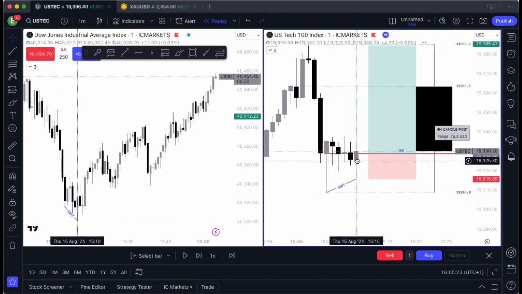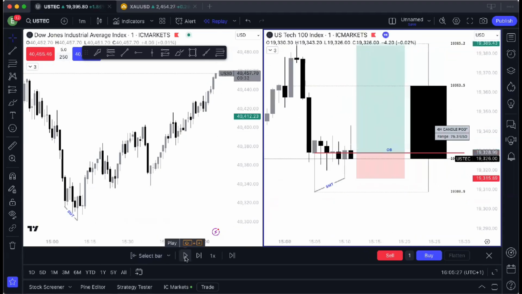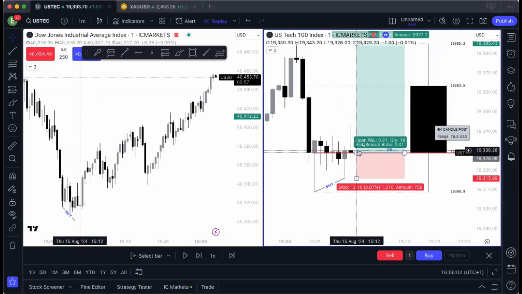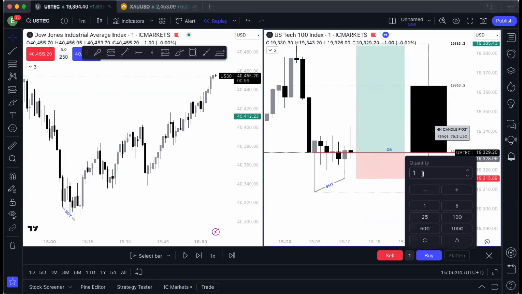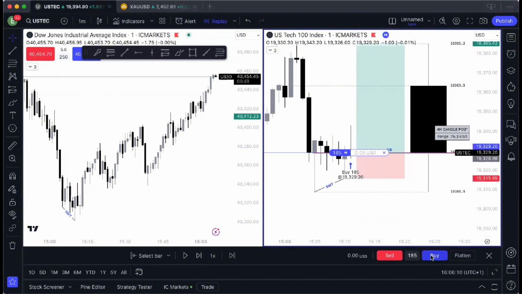You would then place your buy right around here. I can't remember the lot size that I used. Let me double check. So then I proceed to take a buy. I checked my lot size. It was 185. Again, this is where I'll be placing my buy from.